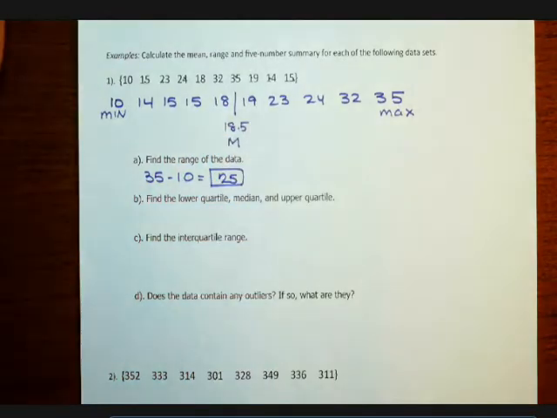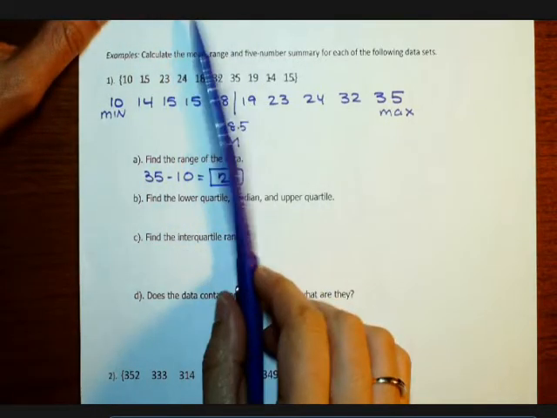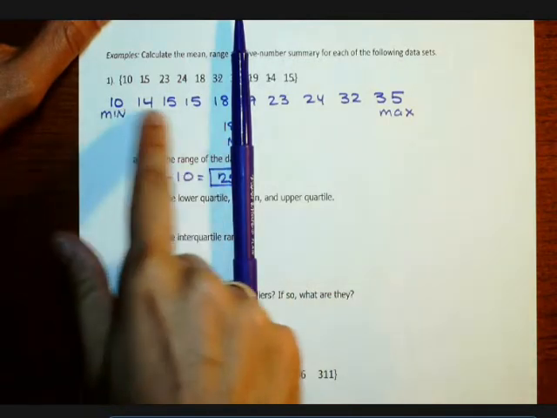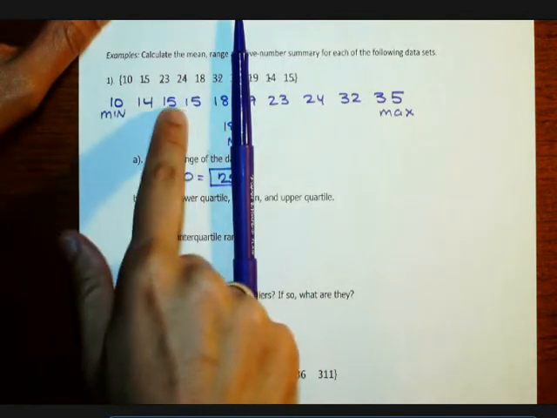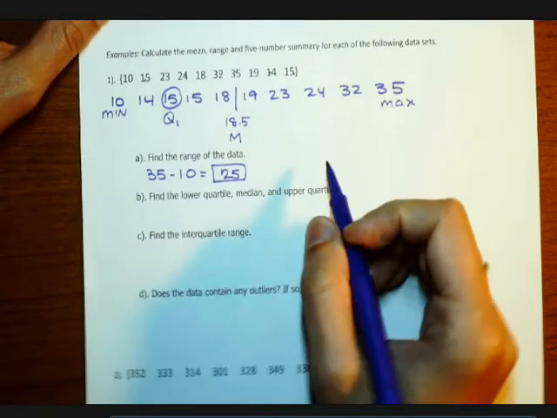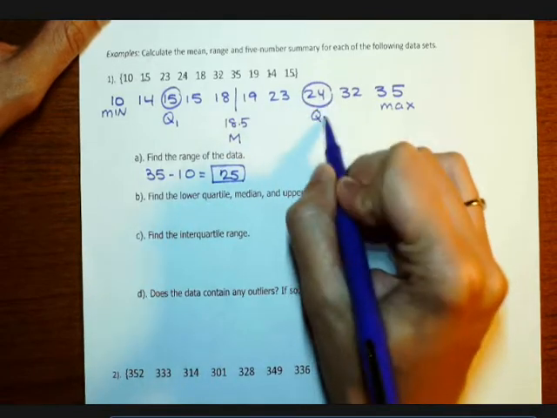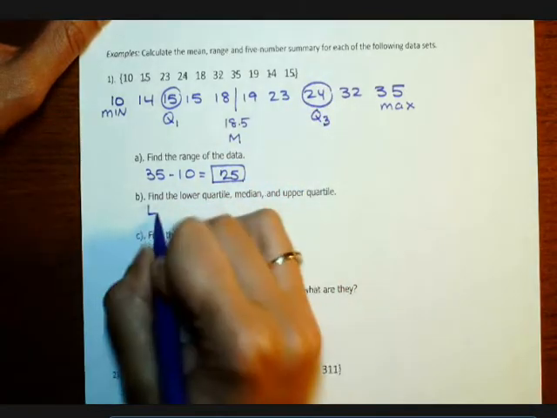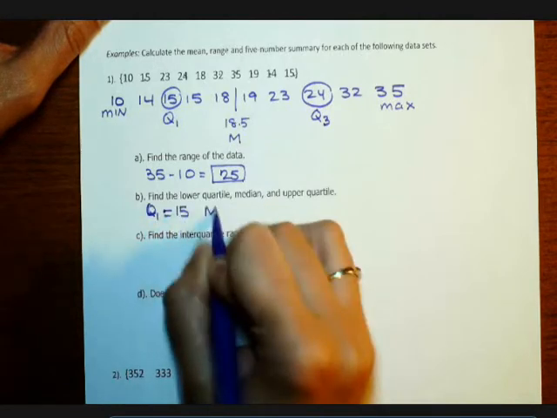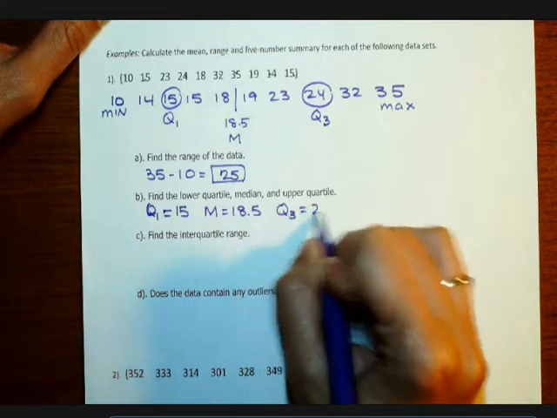Once you locate the median, we pretend like it's not there. So this is going to be our barrier. I look at all the numbers to the left, and I'm locating the median of this lower half of data. And the middle number this time is 15. So this would be considered Q1. Then I look over to the right side. The median of these numbers is Q3. So lower quartile is 15, our median 18.5, and our upper quartile is 24.